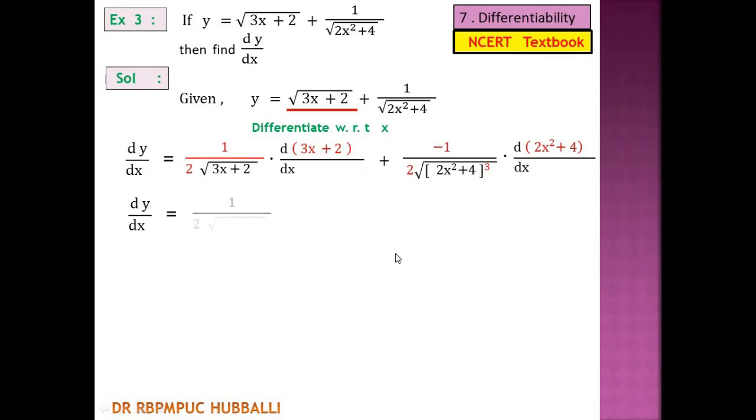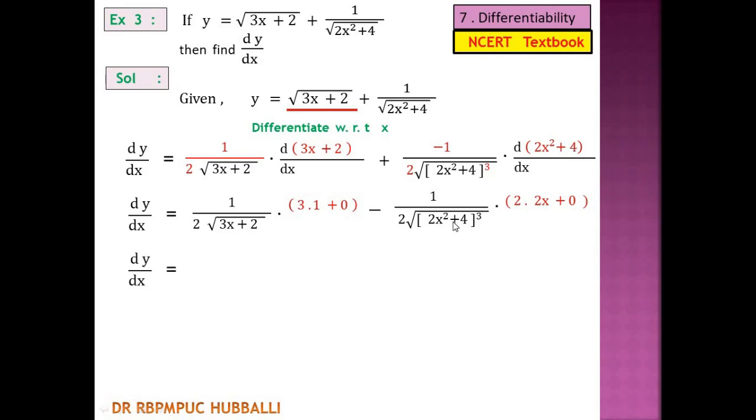So 1 by 2 root 3x plus 2 as it is. Now this is simple one. It is 3 into 1 plus 2 means 0 derivative, minus, because plus into minus is minus, 1 by 2 this term as it is, and the derivative of 2x square plus 4: 2 as it is, and x square derivative is 2x and 4 derivative is 0. Okay, here it is k into f of x. This is constant k. So k as it is 2, x square derivative 2x, and constant derivative is 0.